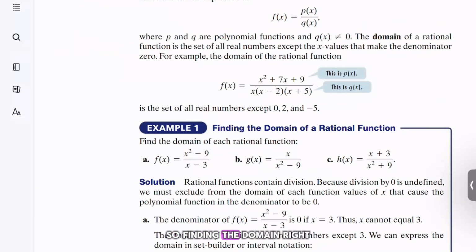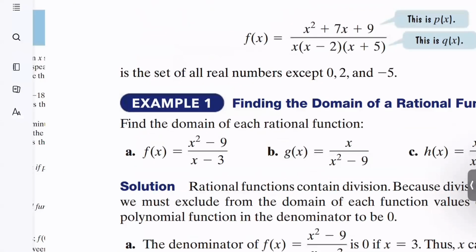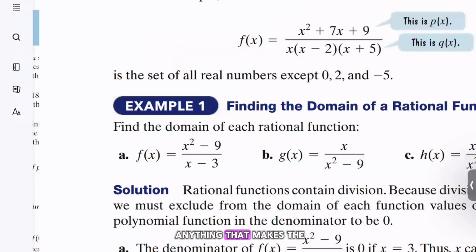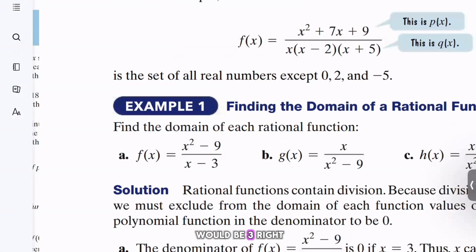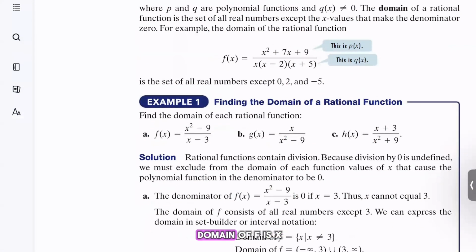So finding the domain, right? Really what you're looking for when you're doing rational functions is anything that makes the denominator zero, which for A, it would be 3, right? So then when you come down at the bottom, it says the domain of F is all X such that X does not equal 3. So that's how you read that.